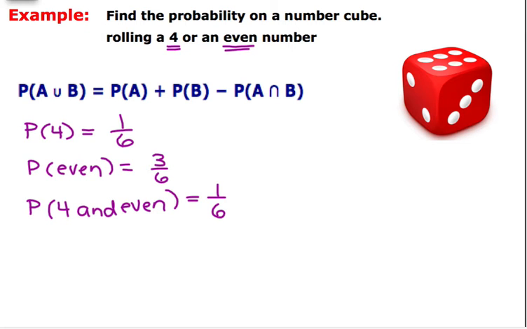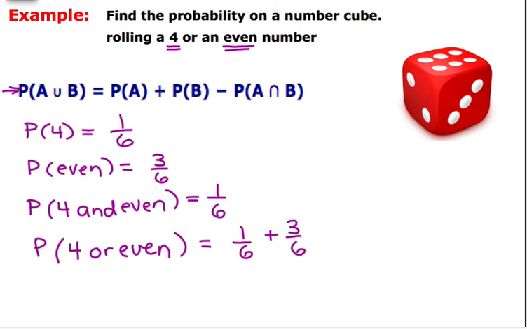All right, so we're set to go. We're going to go ahead and sub it into this formula right here. So the probability of a 4 or an even, we're going to take the probability of A, rolling a 4, plus the probability of B, rolling an even number, and then subtracting out the probability of 4 and an even to take out that overlap. So when we're done, we get 1 plus 3 is 4, subtract 1, and we get 3 out of 6 chance, or 1 out of 2 chance of rolling a 4 or an even.